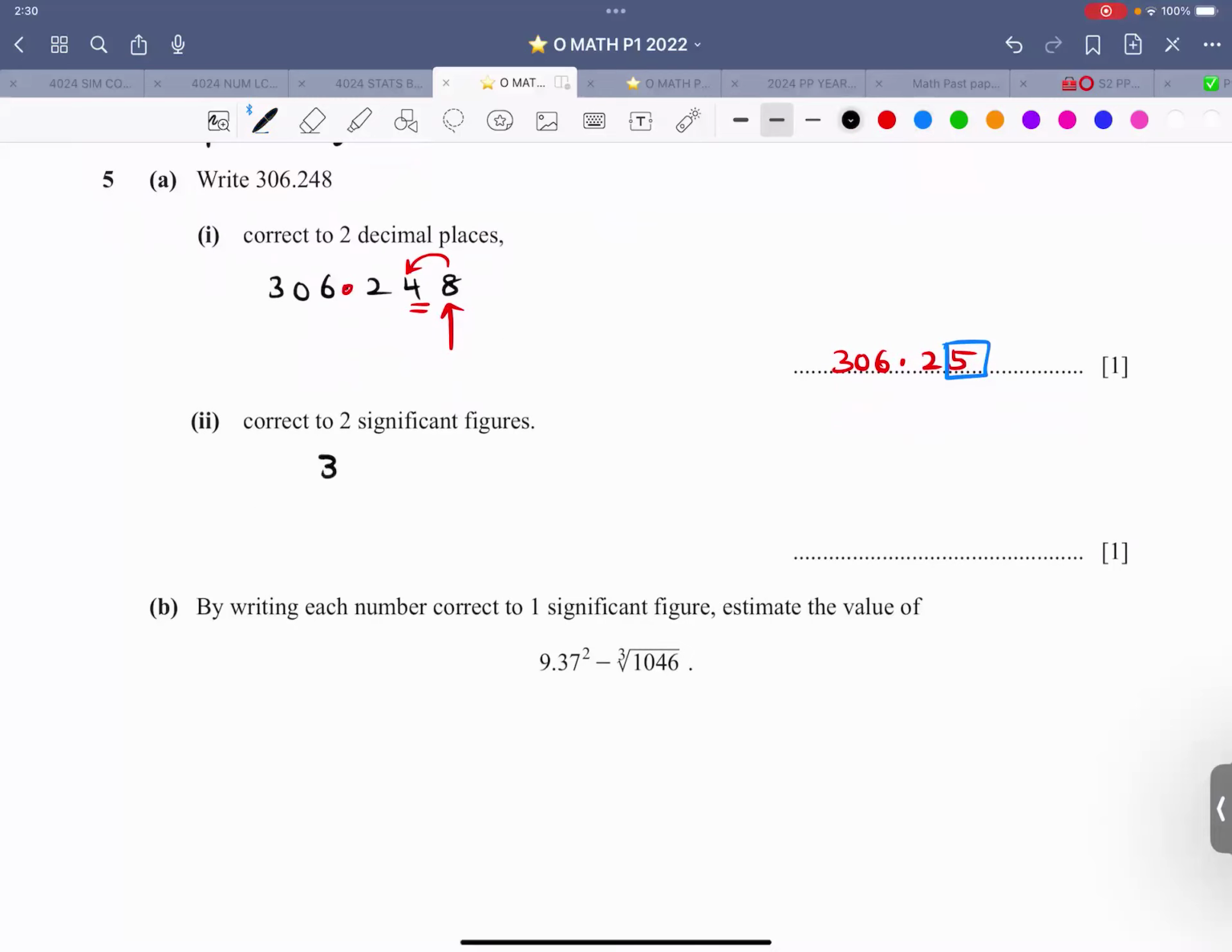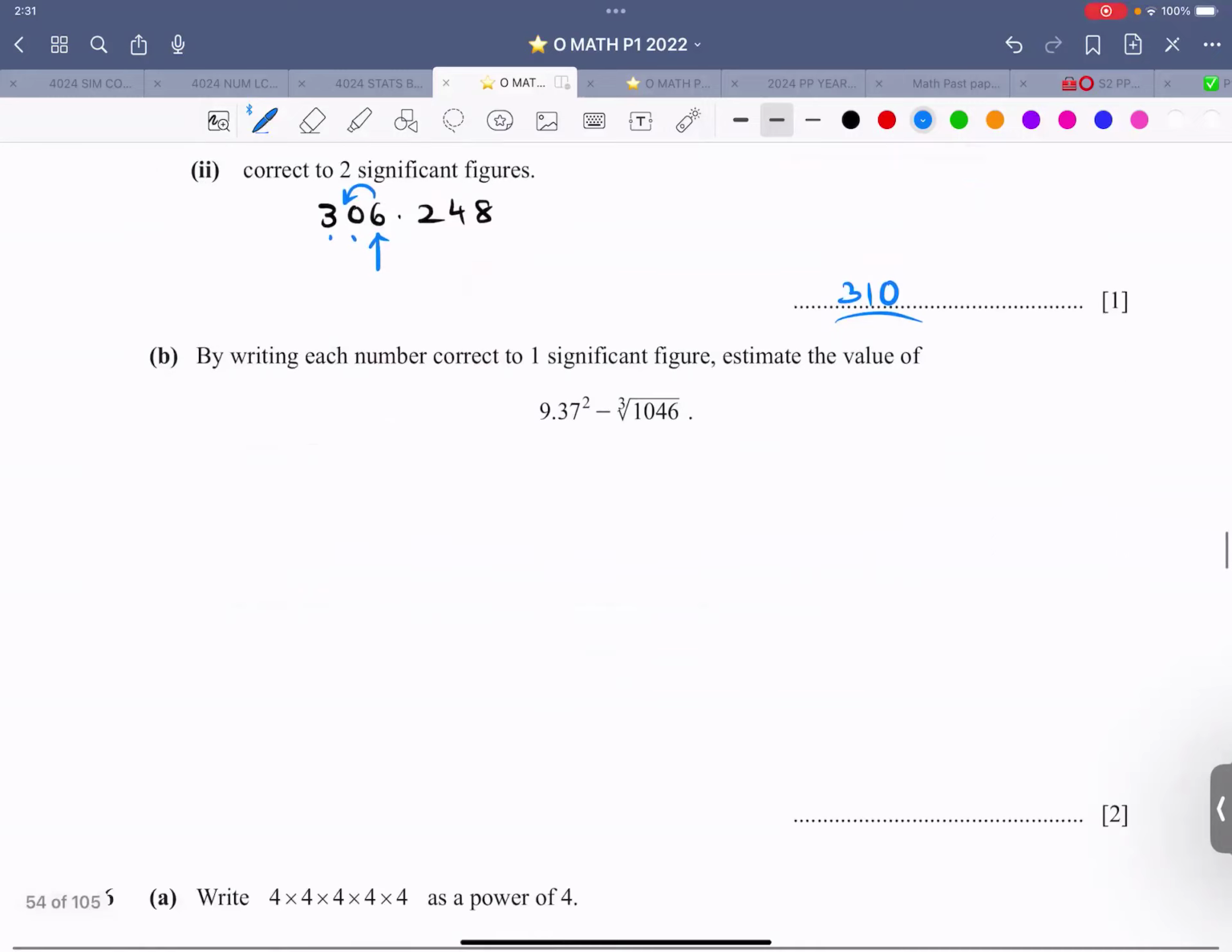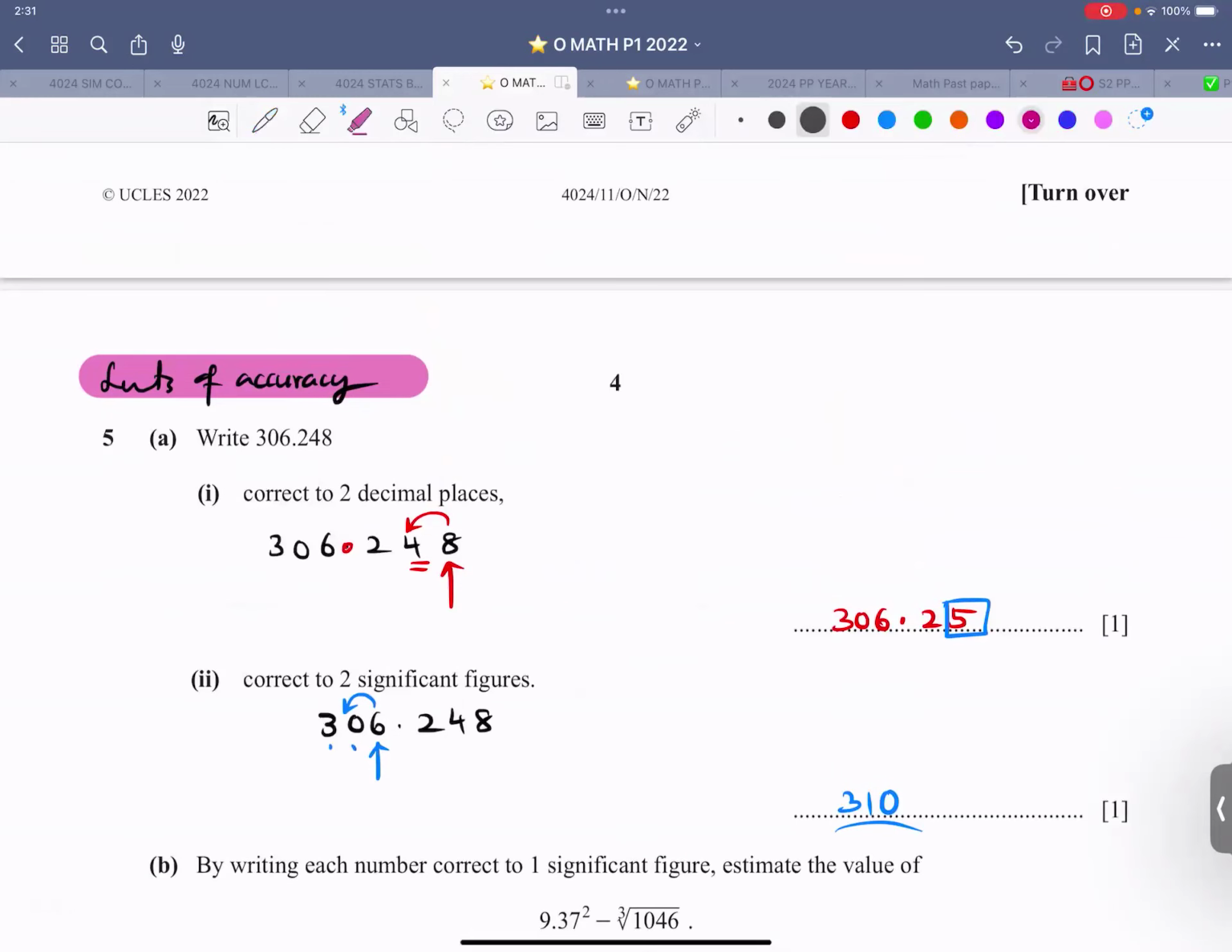Similarly, let me write the number again, 306.248. And this time we are interested in two significant figures. So this is the first, this is the second, this is the third significant figure. Again, this is greater than 5. It will change this. So 30 will become 31, but naturally 306 can't be written as 31. So this is basically 310. That is the answer for this part. And not only is it limits of accuracy, it is also about estimation. So the next part is about estimation.